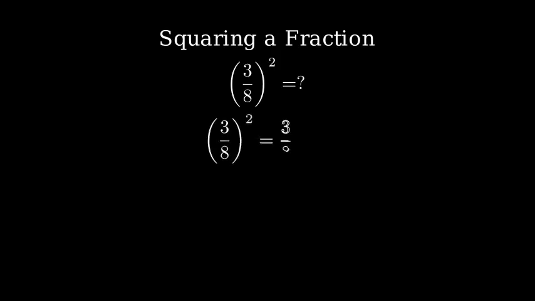Let's solve this problem step by step. We need to find what 3/8 squared equals. When we square a fraction, we multiply it by itself. So 3/8 squared means 3/8 times 3/8.